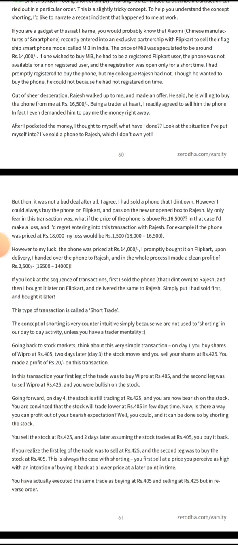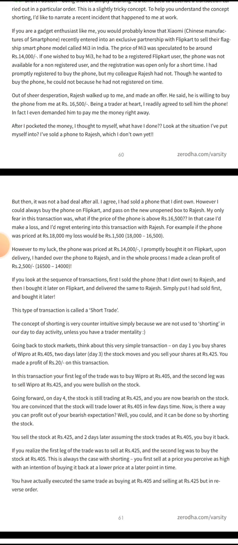the stock moves and you sell your shares at rupees 425. You made a profit of rupees 20 on this transaction. In this transaction, your first leg of the trade was to buy Wipro at rupees 405, and the second leg was to sell the Wipro at rupees 425, and you were bullish on the stock.